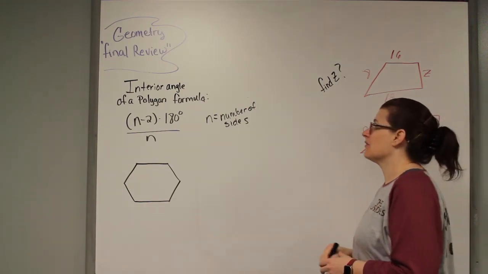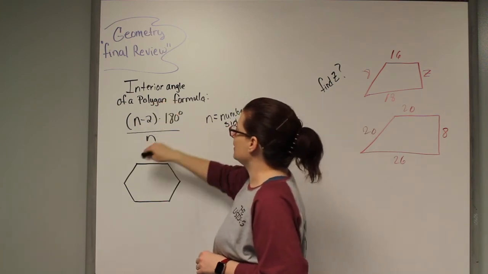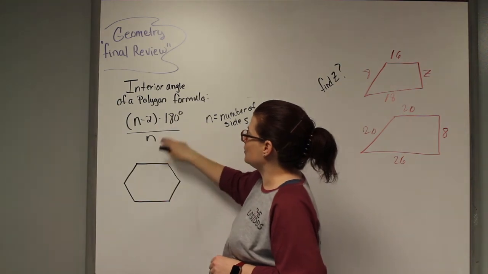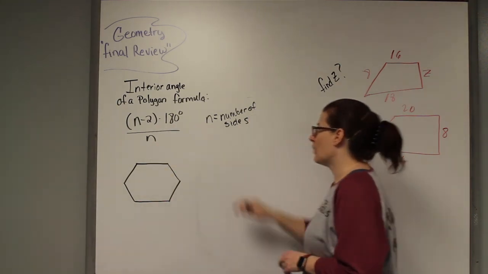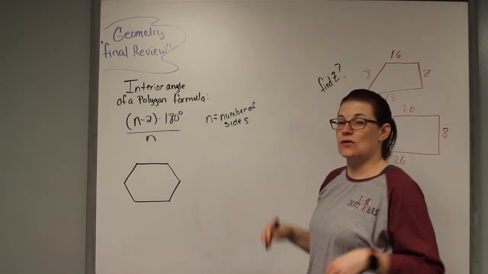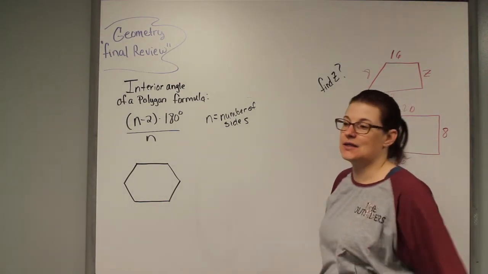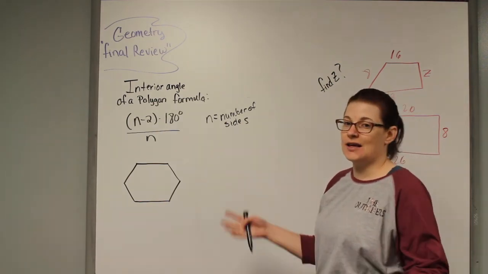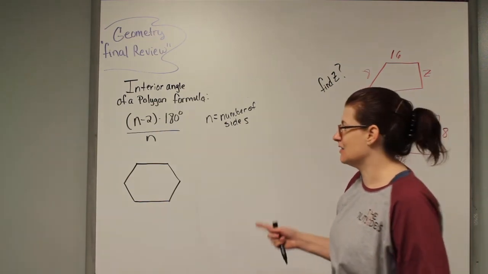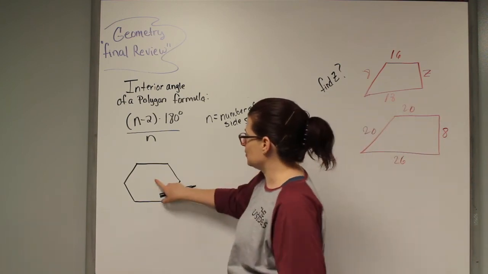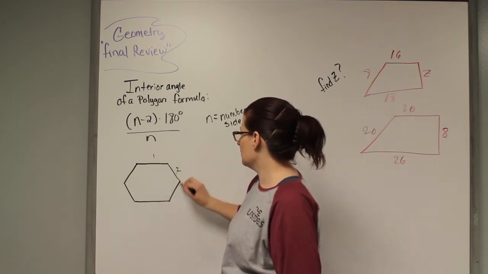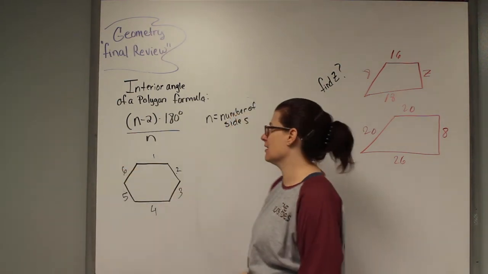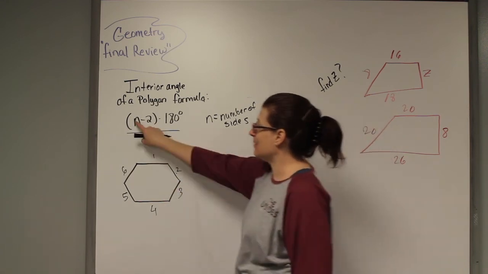So to find the interior angle of a polygon, you need this formula, n minus 2 times 180 degrees divided by n, where n equals the number of sides. So if they give you a shape, whatever shape it is, a duodecagon, a nonagon, an octagon, you need to count the sides if you don't know how many sides it has to find the number of sides. In this picture I have 1, 2, 3, 4, 5, 6. This is a hexagon. Okay, so I have 6 sides. I'm going to put that in there.